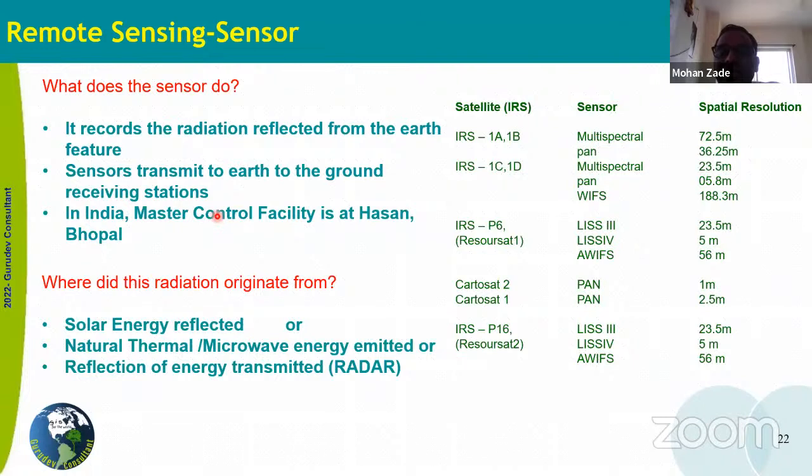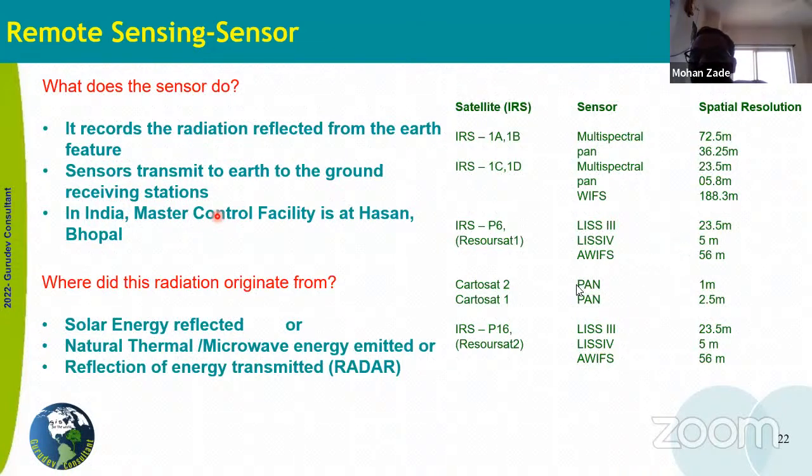These are the satellites currently available in our Indian remote sensing program. IRS is the Indian Remote Sensing satellite: 1A, 1B, with sensors like multispectral bands and PAN. IRS 1C, 1D are now gone, I mean, these are not usable now. IRS P6 is now operational. There's LISS 3, one sensor, and LISS 4, AWiFS. LISS means linear imaging self-scanning, and AWiFS is the advanced wide field sensor.